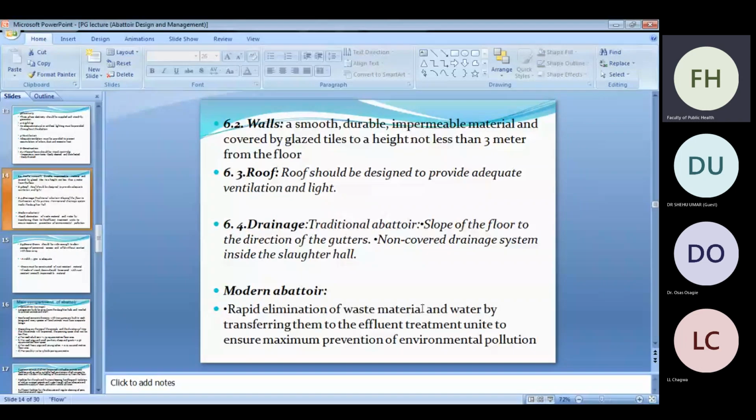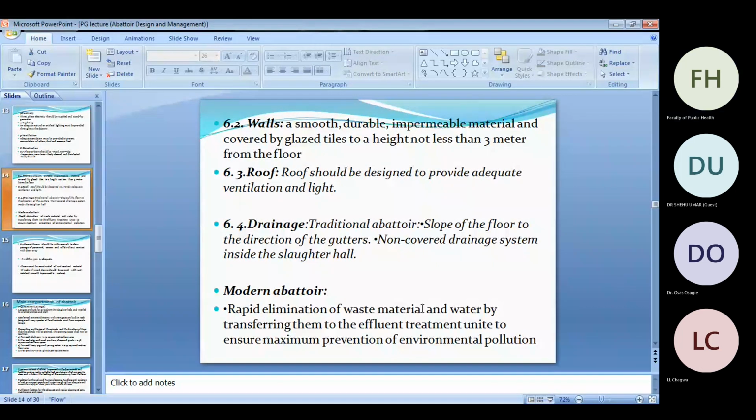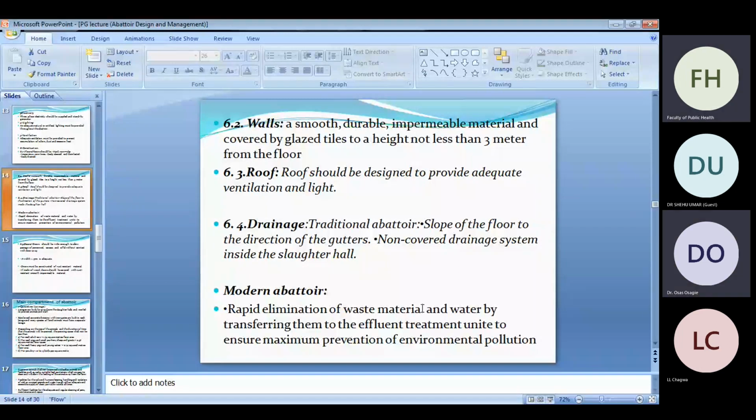Now, what of the walls of the abattoir? The walls should be made of a very smooth, durable material and be covered with glazed tile to a height of at least 3 meters from the floor. For the wall of the abattoir, you maintain a very smooth, durable, and impermeable material covered by glazed tile to a height no less than 3 meters from the floor. The roof of the abattoir should be designed to provide adequate ventilation and lighting.